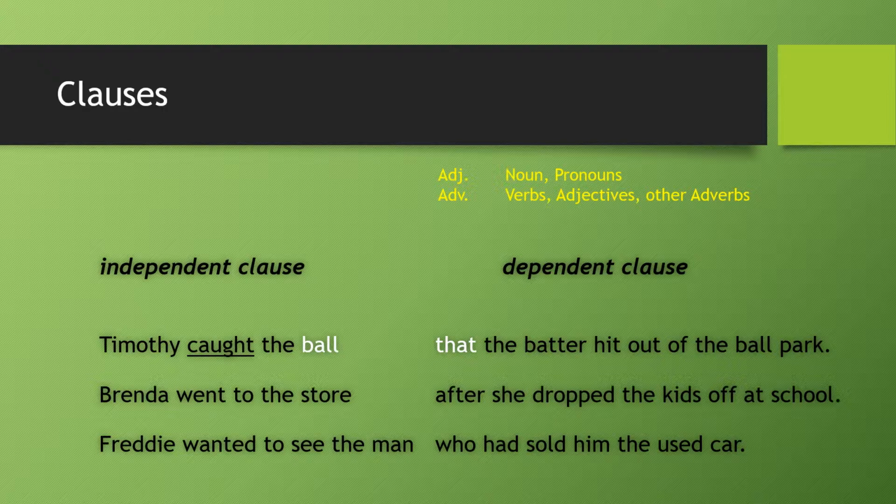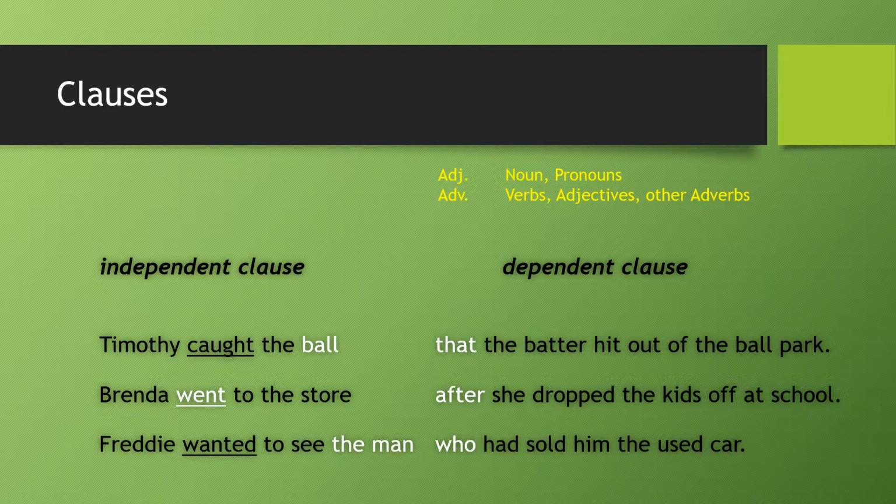Now, Brenda went to the store after she dropped the kids off at school. In this sentence, the word after, which begins the dependent clause, modifies the verb went. When did she go to the store? After she dropped the kids off at school. So in this sentence, the dependent clause serves as an adverb.